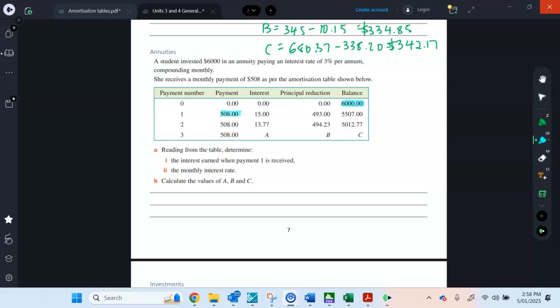Okay, so we're receiving $508 each month. Now, of that $508, $15 was like the bank's interest that it gave you, and $493 is being reduced from the balance. So from that $508, think of it as $15 is from the bank, and $493 is taken off your original balance. And so you get that interest as well.